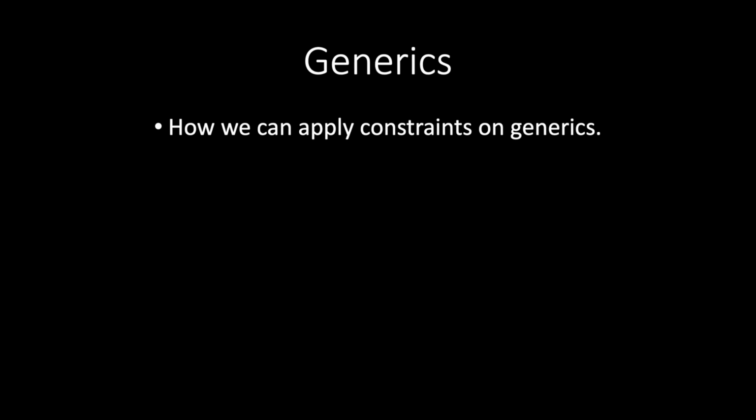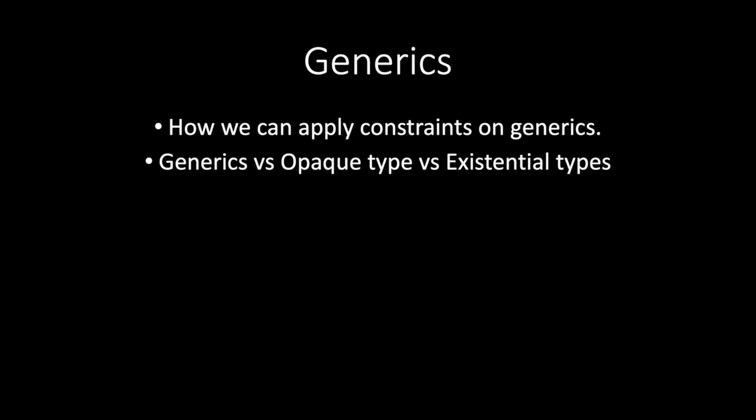In today's video we are going to cover how we can apply constraints on generics, what the different ways of applying constraints are, and how they are helpful to us. In the next video we will cover the difference between generics, opaque types and existential types. And at the end we are going to cover some interview questions. As we know, this is one of the hot topics in interviews, so I'm pretty sure after watching this series you will be able to answer all the questions. So let's start.